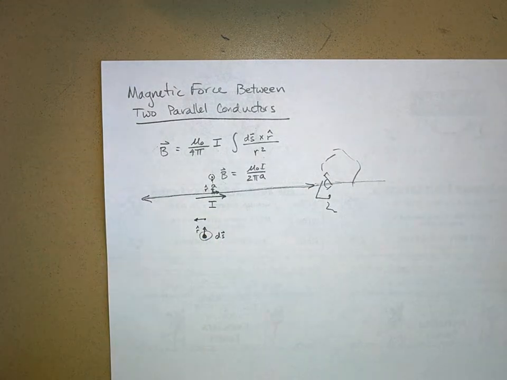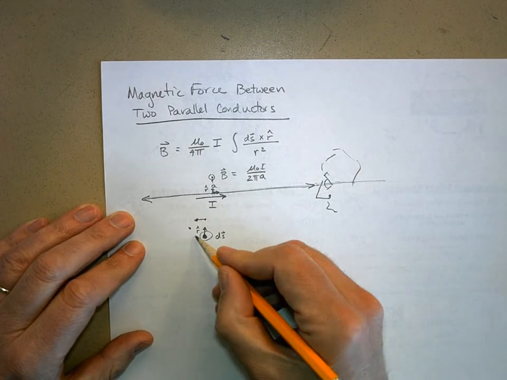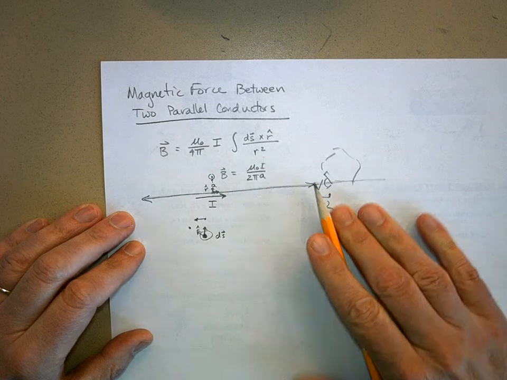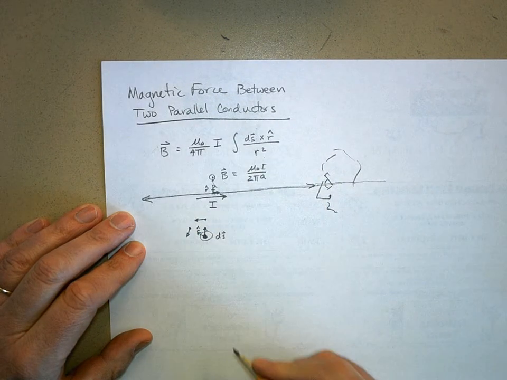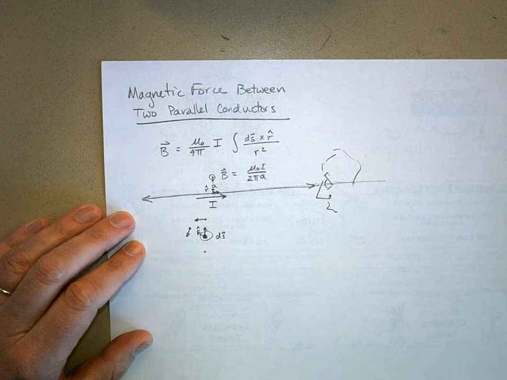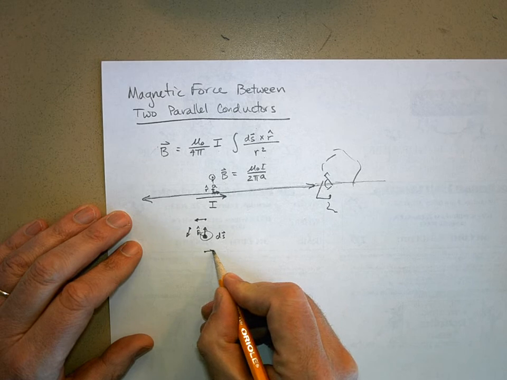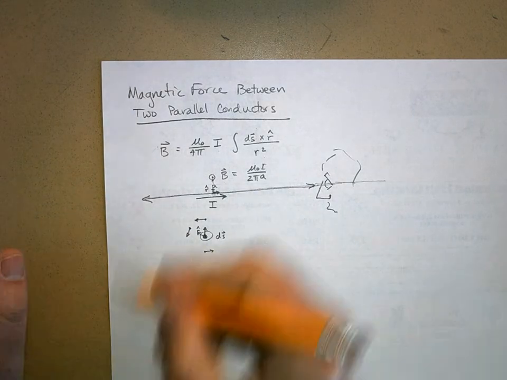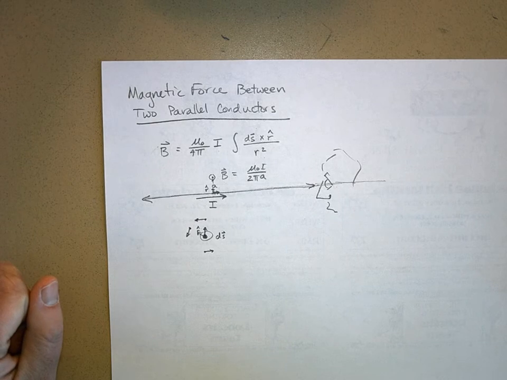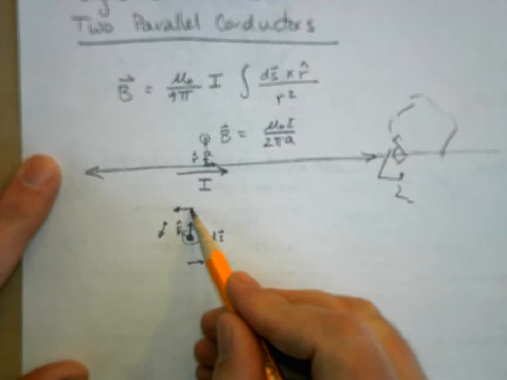But what if a was over here? Now r hat points towards a, and you just go ds cross r hat, and it looks like this. There's my magnetic field. Or what if my location in space was over here? It would look like this. Now what do we do when we draw field lines? We connect all these arrows together, right? Remember we did this with electric fields. And what it does is it creates a circle.